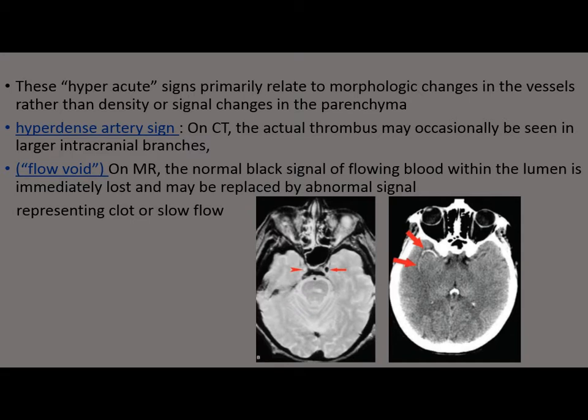These hyperacute signs are primarily related to morphological changes in the vessel rather than density or signal changes in the parenchyma, such as the hyperdense artery sign, as we said previously. On CT, the actual thrombus may occasionally be seen in the larger intracranial branches. This is in CT, the hyperdense artery sign, but in MRI, there is flow void. Flow void on MR: the normal black signal of flowing blood within the lumen is immediately lost and may be replaced by abnormal signal representing clot or slow flow.